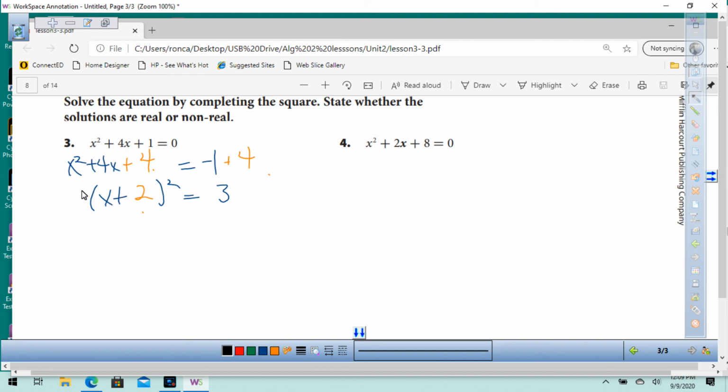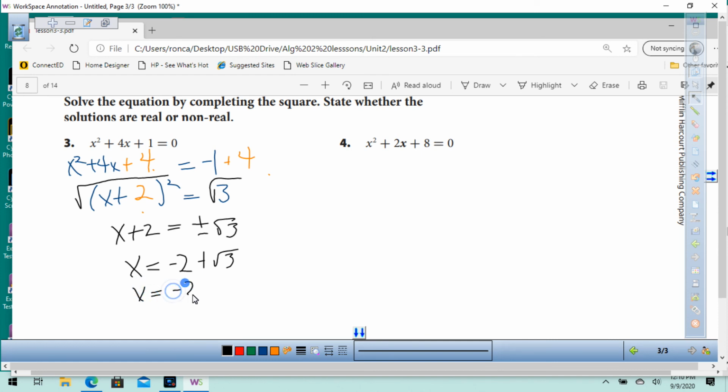Next, we're going to take the square root of both sides. And we're going to get x plus 2 equals plus or minus the square root of 3. Then we're going to subtract 2 from both sides. And we got x equals negative 2 plus the square root of 3. And x equals negative 2 minus the square root of 3. And here we have 2 real solutions.